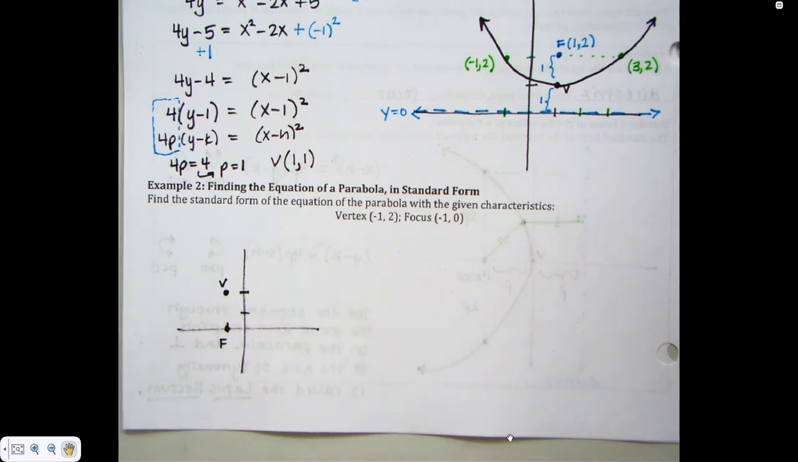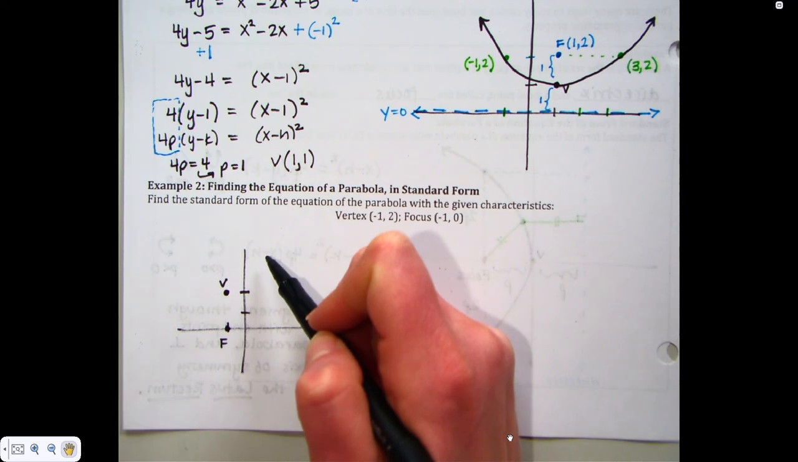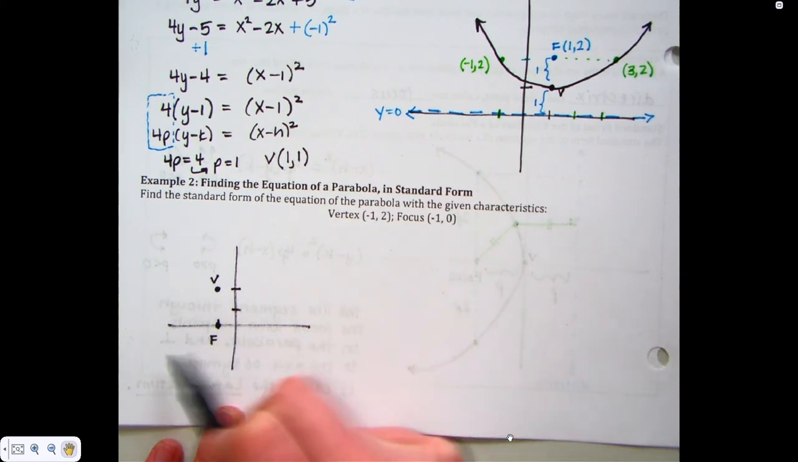Why do I want to do this? I want to think about the shape of the graph. I need to decide, does it open up or down, right or left? And if you think about it, the parabola is going to open up so that the focus lives inside of the bowl of the parabola. So I don't want to graph it going up because the focus would be underneath it then. I don't want to graph it going to the right. The focus would be outside.